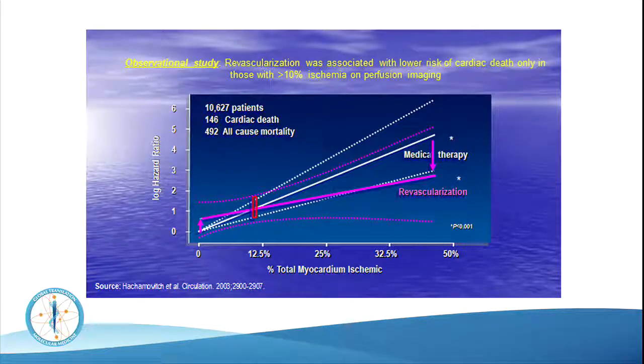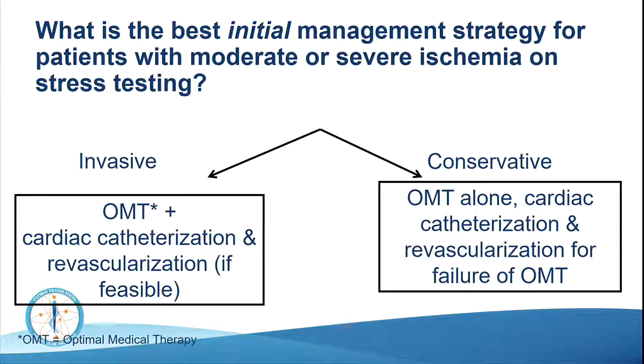But even Rory acknowledged that this is pretty weak data. This is an observational study of approximately 10,000 patients that shows a benefit from revascularization once you have larger areas of ischemia above 12% or so. But this is retrospective. This is registry data. This is not randomized data.